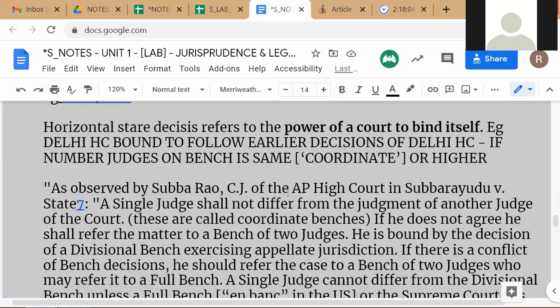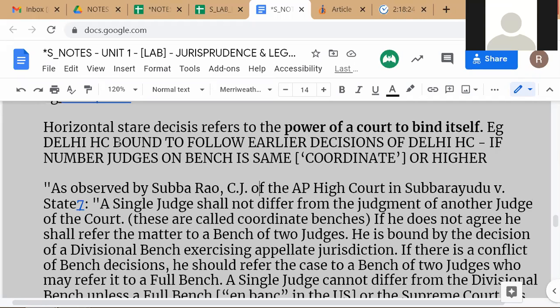Especially when you have what is called a coordinate bench. Coordinate bench means the number of judges is the same. So if you have a 3-judge bench of the Delhi High Court, then if they have taken a decision, then coordinate or higher benches.